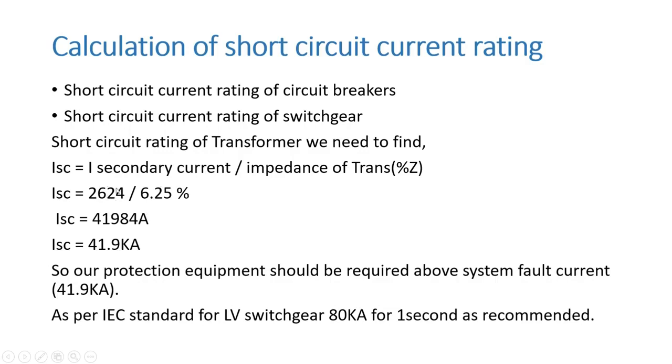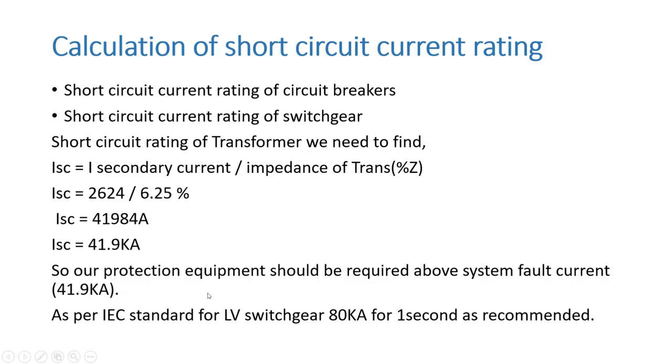Just do the calculation here, and you will get the short circuit current equal to 41,984 ampere. I divide by 1000 to convert into kilo ampere, so I get ISC equal to 41.9 kilo amps. So our system short circuit rating is 41.9 kilo ampere. Whatever protection equipment we use in this distribution system, their short circuit current rating should be greater than this 41.9 kilo ampere, which is the system short circuit current. So this is the way you can easily finalize.